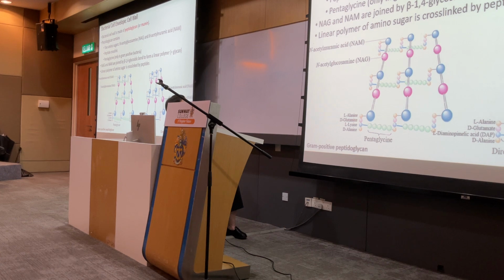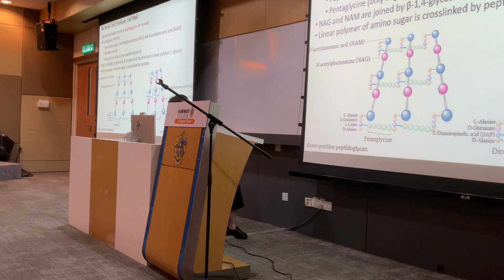In addition to that, these are amino sugars. You will have the peptide, which is made of amino acids, but they form a short peptide. And then you have the pentaglycine, which forms a bridge, also present in gram-positive bacteria. Now, if you look here, I have divided this one. This is the gram-positive peptidoglycan. This is the gram-negative peptidoglycan.